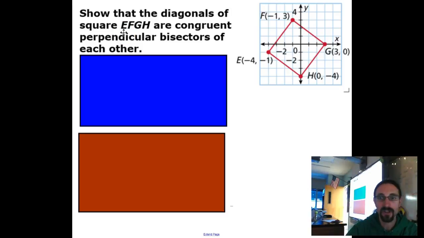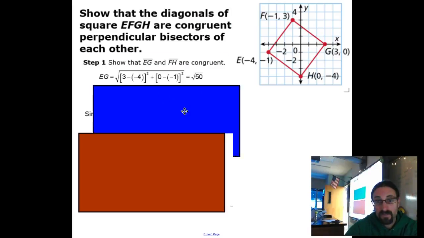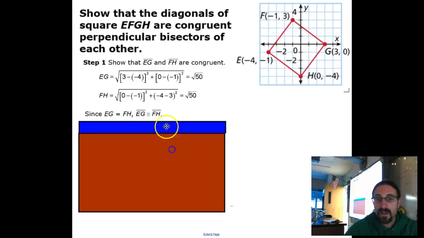Well, in order to show that the diagonals are congruent, find their length. So step 1, show that EG and FH are congruent. Let me just use a little tool here. I'm going from this one to this one. And again, what I'm doing is 1 squared plus 7 squared, which is 50, and I'm taking the square root of 50.